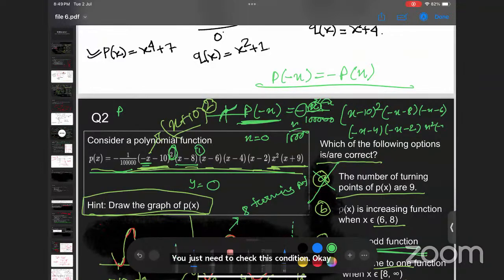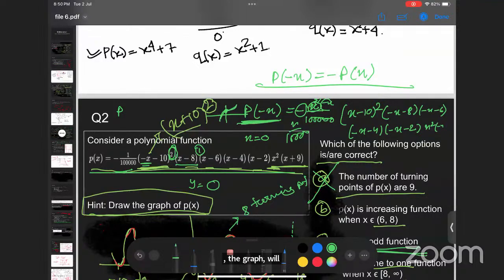Ma'am, so you mean to say that all the functions which are odd will be passing from origin. The graph will not touch the y-axis, no? The graph doesn't have any y-intercepts because the graph is only.